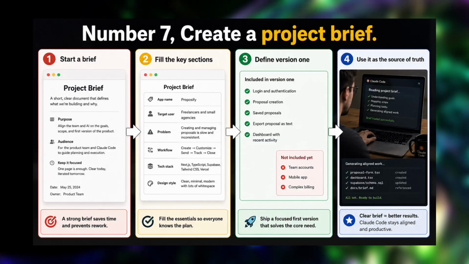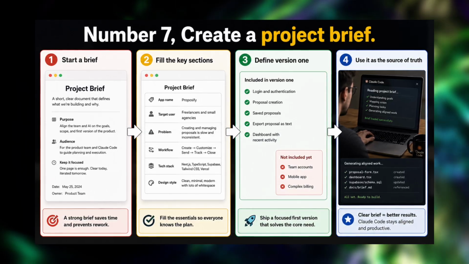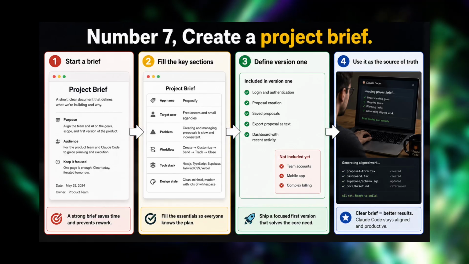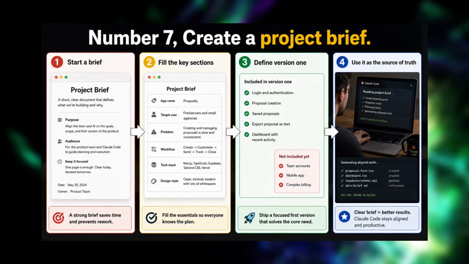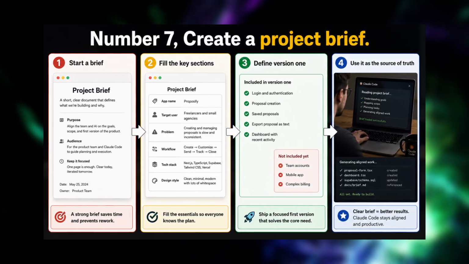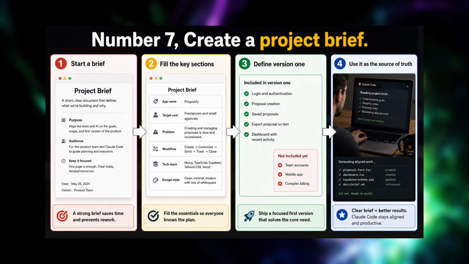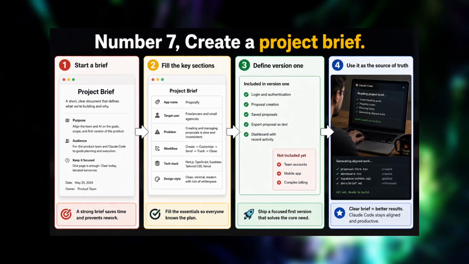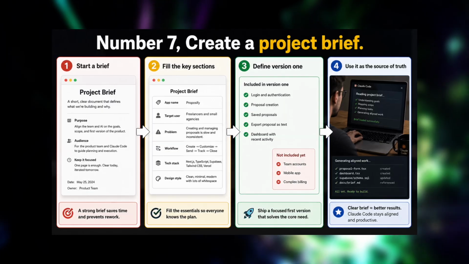A strong brief might say, build a simple SaaS for freelancers to generate client proposals from form answers. Version 1 includes login, proposal creation, saved proposals, export text, and a clean dashboard. No team accounts, no mobile app, no complex billing yet.